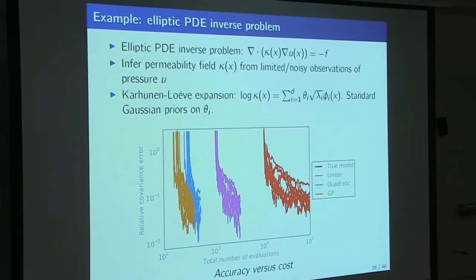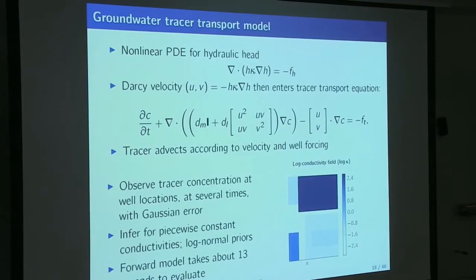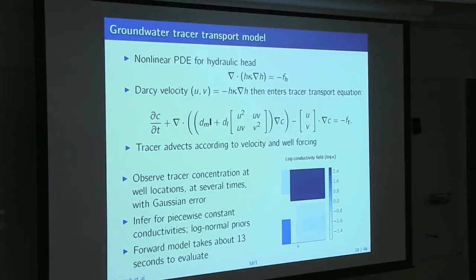Other things you could do, so this is a more complicated problem. So here we have this PDE for hydraulic head, which would then enter the tracer transport equation. And what we're going to do is observe tracer concentrations at several times with some error, and then try to infer the log of the conductivity field that's parameterized on these patches. This is a slightly more challenging model.